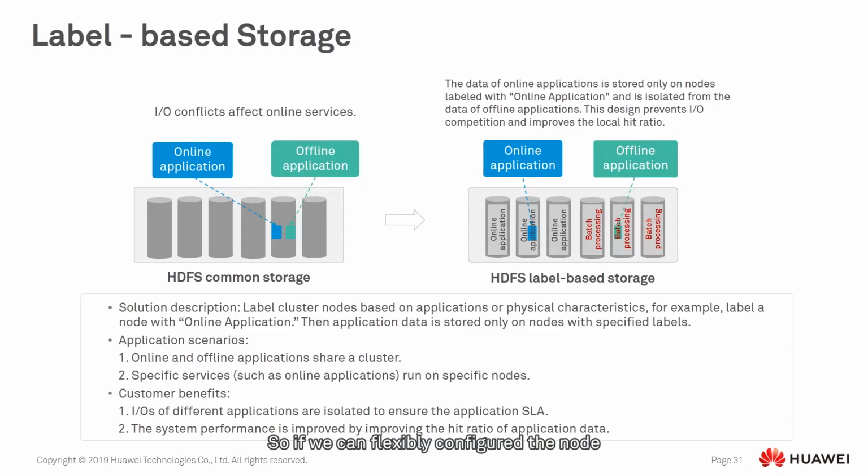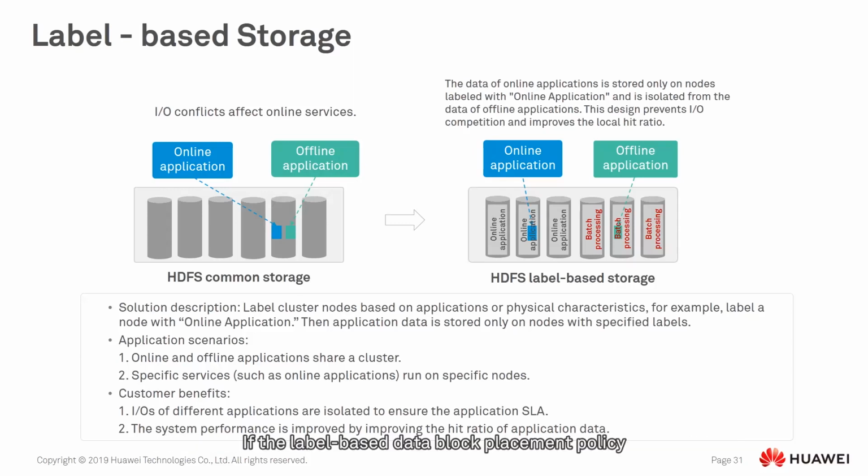So if we can flexibly configure the node to store the HDFS data blocks based on the data features by configuring one label expression corresponding to the HDFS directory or file and each data node corresponding to one or more labels, then data nodes are specified for data block storage. In this case, IOs of different applications are isolated to ensure SLA, which is a service level agreement of applications. Besides, system performance can be improved with label-based storage.